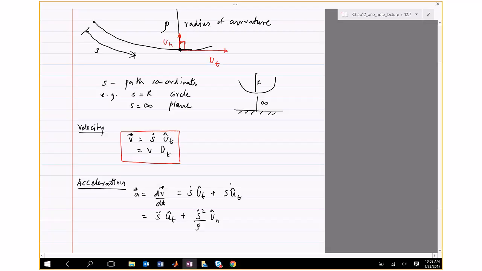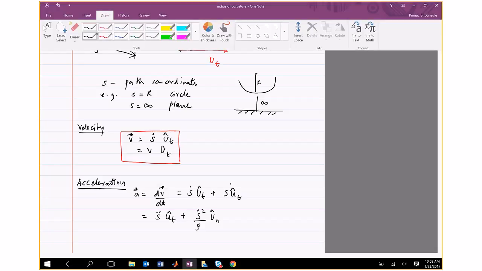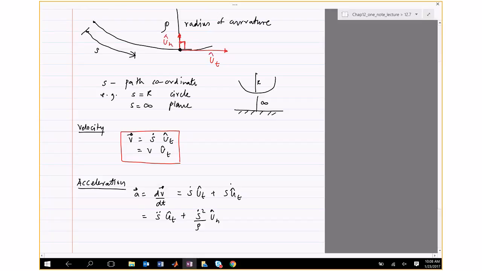Yeah? Clarification, the velocity, is that s dot ut or vt? It's ut. So ut, un.